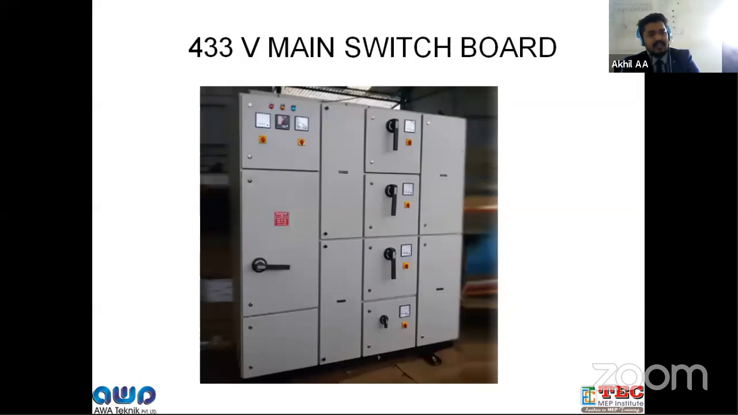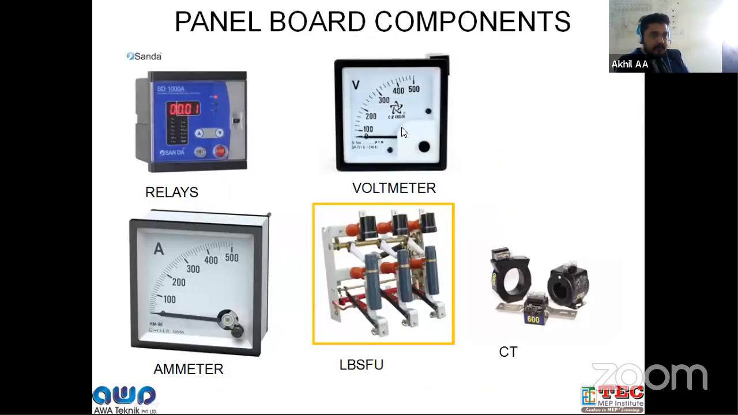So this is how a 433 volt main switchboard looks like. You can see certain meters, indicators, ammeter, voltmeter, and the main incomer and the outgoings. Okay, and the panel board components.